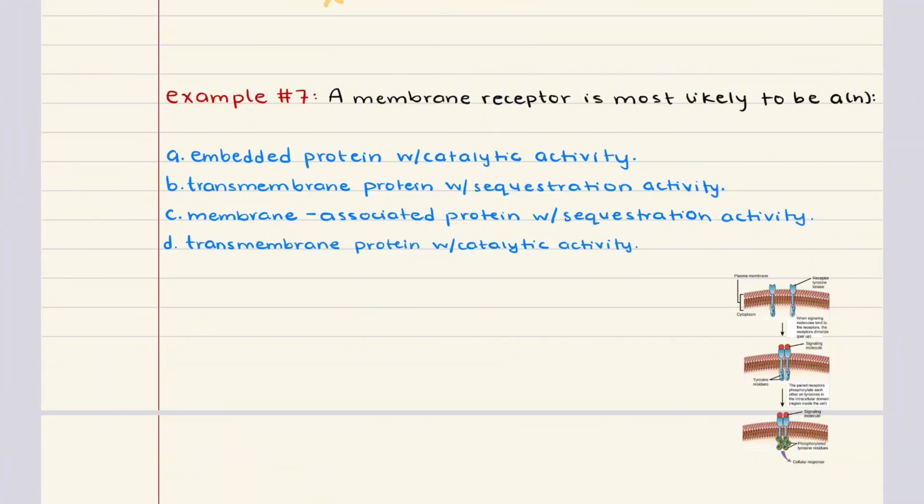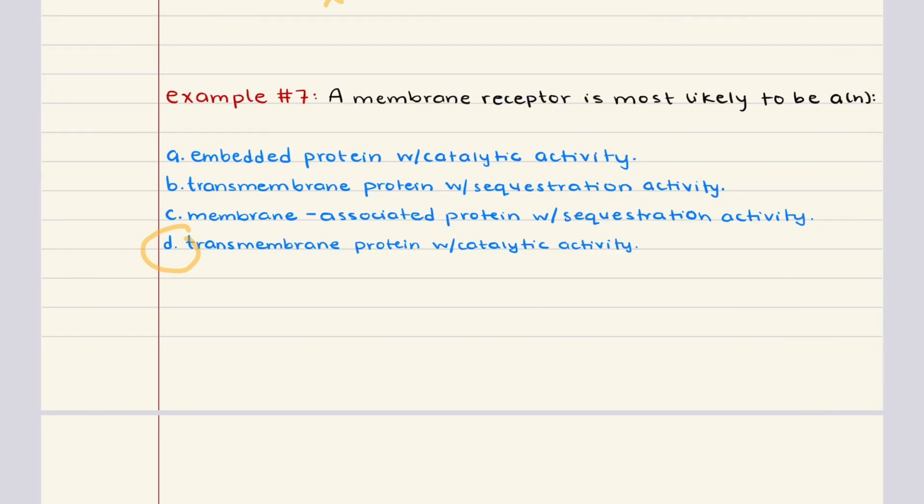For them to transmit information from the outside to the inside of the cell, they need to span the membrane. That's why most receptors are transmembrane proteins. Now, some transmembrane receptors also have intrinsic catalytic activity on their intracellular portion. A good example is receptor tyrosine kinases, which span the membrane, and then upon ligand binding, they're going to activate an enzymatic function inside the cell to start a signaling cascade. That matches one of our answer choices perfectly here, which is D, transmembrane protein with catalytic activity.